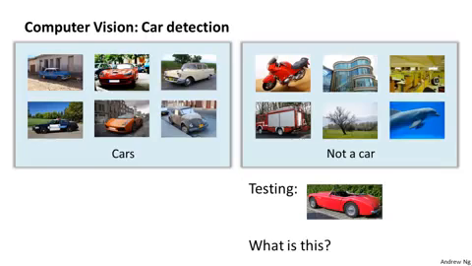Concretely, when we use machine learning to build a car detector, we come up with a labeled training set with, let's say, a few labeled examples of cars and a few labeled examples of things that are not cars. Then we give our training set to the learning algorithm, train a classifier, and then we may test it, show it a new image, and ask, what is this new thing? And hopefully it'll recognize that that is a car.